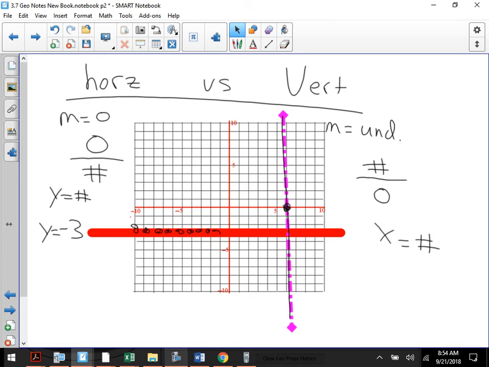X equals a number is always a vertical line. Y equals a number is always a horizontal line. Okay? That never changes.